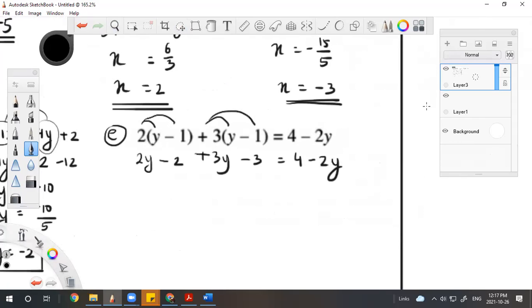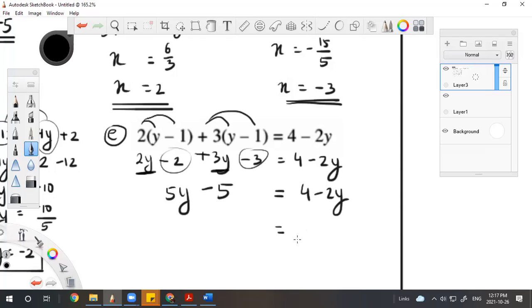So it's quite challenging, but first thing first, we still have something that can be simplified. What can be simplified on the left hand side? So 2y plus 3y is 5y, and minus 2 minus 3 is minus 5, right? And then 4 minus 2y. And what to do? Change the side of the unknowns to the left side. So 5y stays, and negative 2y goes to the left, becomes plus 2y. And 4 here, and negative 5 go to the right side, becomes plus 5.